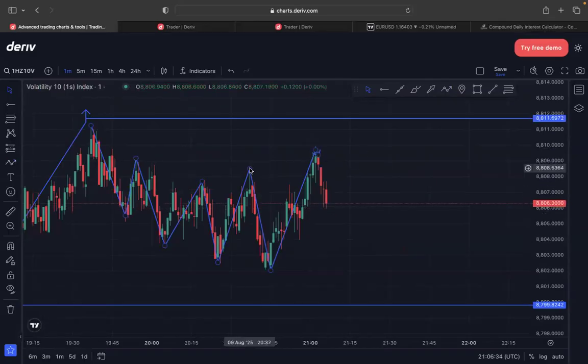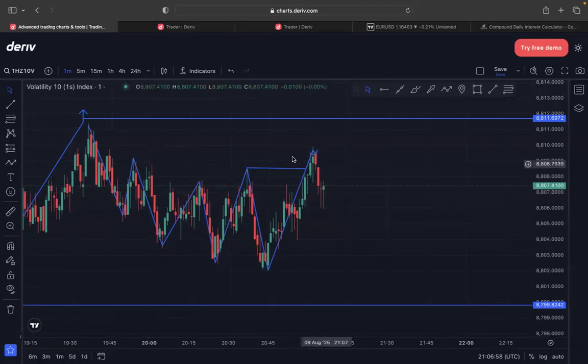We have seen our change of character right here. Once we have a change of character, we're expecting a higher high and a higher low. It's currently giving us a higher low, and then it's going to give us a continuation to the upside. So that's what we're seeing on volatility 10-1x. It's giving us this push to the upside.